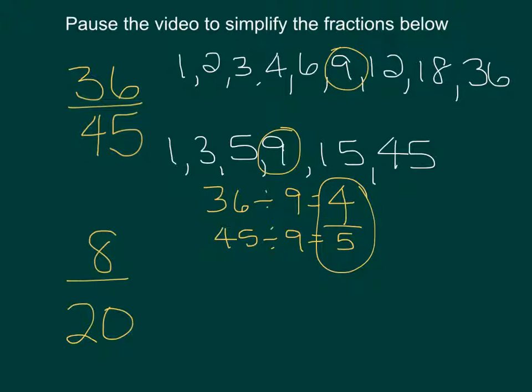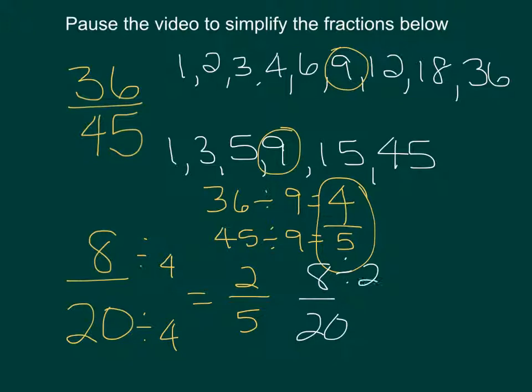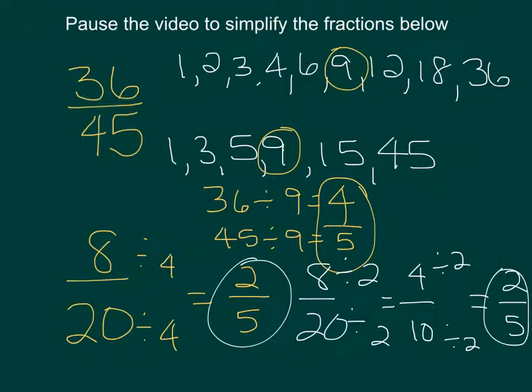Now the next one, I'm just going to start dividing out the common factors. So I can divide 8 by 4, I can divide 20 by 4, and I get 2/5. And that's actually the simplest form. I also could have divided 8 and 20 by 2 and gotten 4/10, and then I could divide by 2 again and get 2/5. So there's 2 ways to do the same problem and get the same answer.